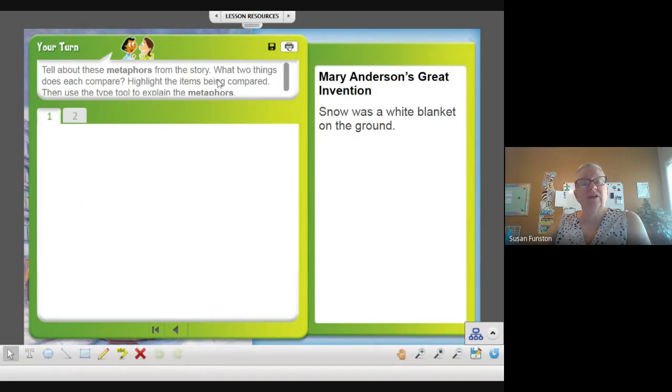Okay, another one, snow was a white blanket on the ground. What are we comparing? We're comparing snow with a white blanket. So snow can look like a white blanket over the ground, but is not in fact a white blanket. So these are two very different things that we are comparing to give you a picture of what the snow looked like. So do you think there was quite a bit of snow or just little patches of snow? Yeah, quite a bit of snow because it looked like a white blanket.